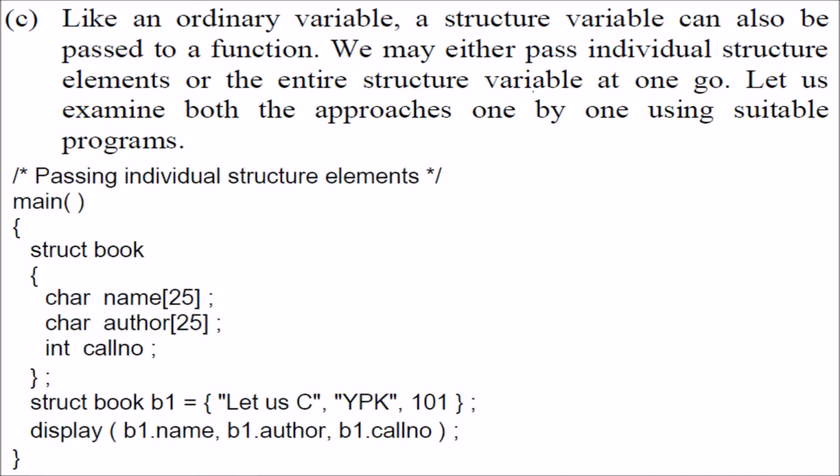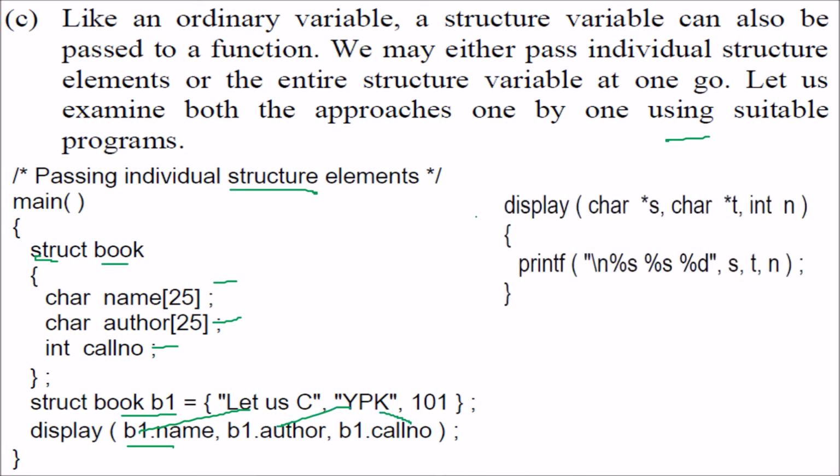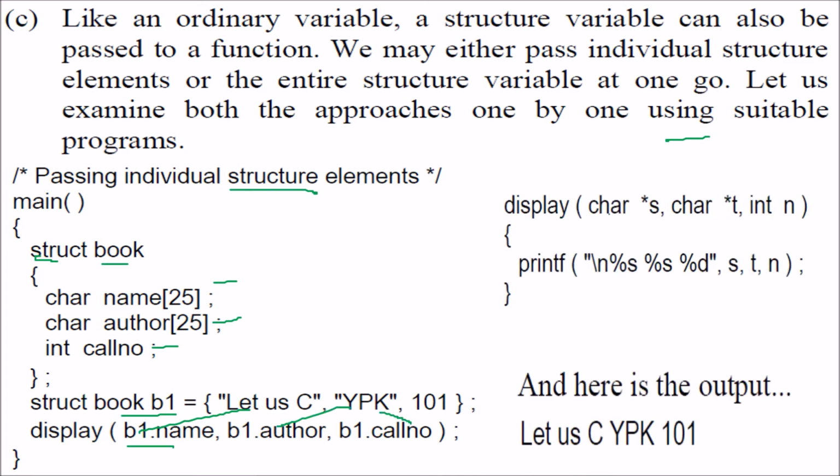And just like an ordinary variable, a structure variable can also be passed to a function. It can be passed piecewise, or you can directly pass the whole structure. Let us see the approaches now. First, you are passing individual structure elements. This is a structure called book, and we have three contents here. Now we have initialized this structure, and we are passing piecewise B1.name, B1.author and B1.call number. Because these are strings, we are taking them as such, and this last one is our call number, and we are just printing it.